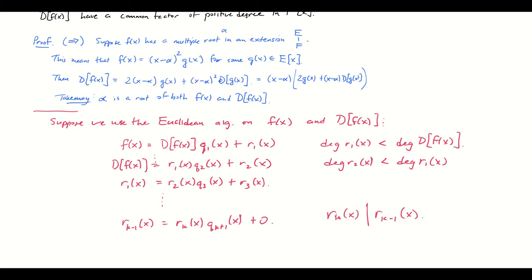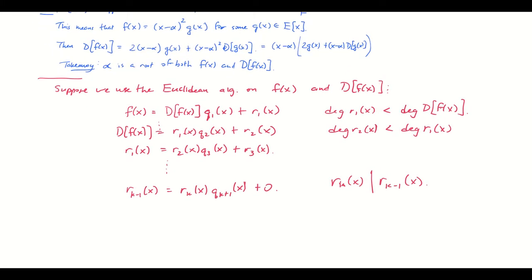Now let's think about the possibilities for what could happen here. So what is this last non-zero remainder, rk of x? If it has degree greater than 0, well, let's just think about what that would imply for this whole process. So if I have this polynomial, rk of x, that has positive degree and divides r sub k minus 1, then that means, well, let's write down the previous step of this process. That'll help us figure out what it means.